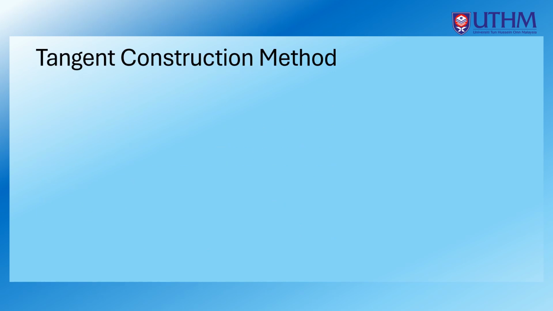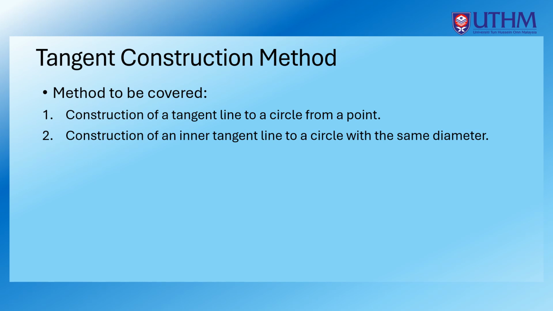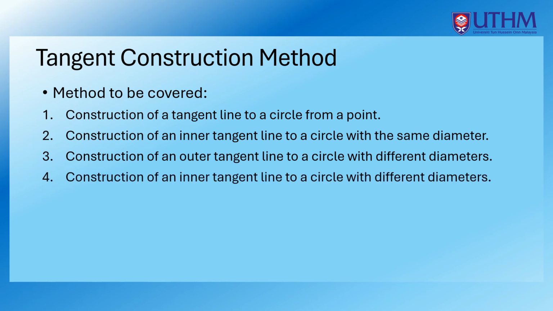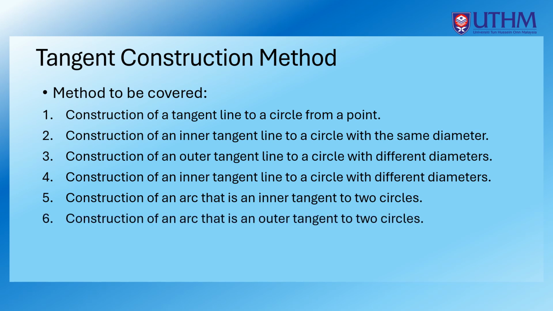Tangent construction method. In this video, the methods of construction of a tangent line that are covered are: construction of a tangent line to a circle from a point, construction of an inner tangent line to circles with the same diameter, construction of an outer tangent line to circles with different diameters, construction of an inner tangent line to circles with different diameters, construction of an arc that is an inner tangent to two circles, and finally construction of an arc that is an outer tangent to two circles.